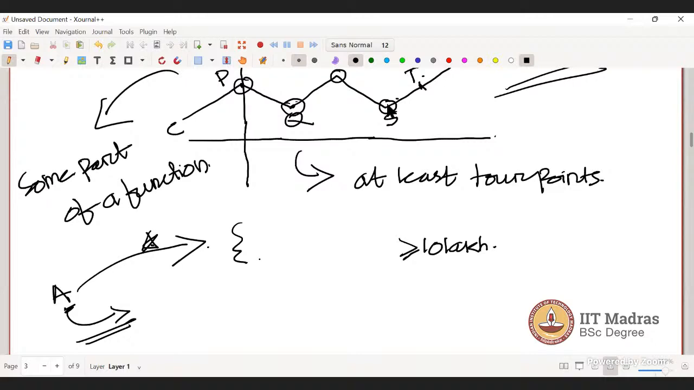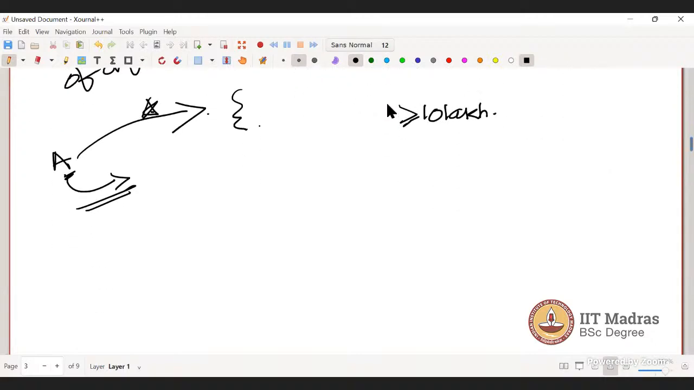And question number 10. Here 4 options are there. 3 answers are correct, but which is the wrong answer is not mentioned here. Okay, question number 10.